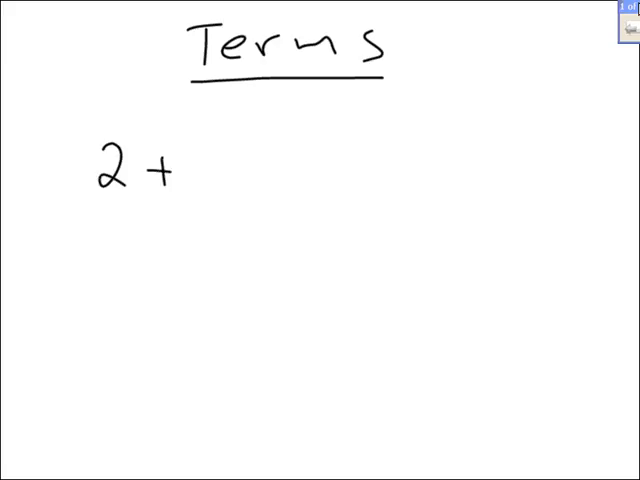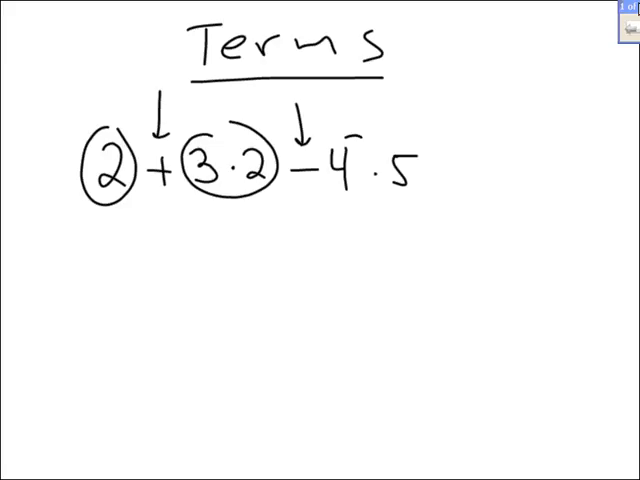Terms and factors. They're very important in algebra. What are terms? Terms are separated by addition and subtraction symbols. For example, if you have 2 plus 3 times 2 minus 4 times 5, the addition and subtraction symbols separate this expression into 3 terms.